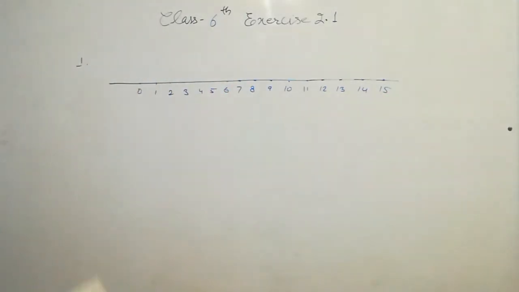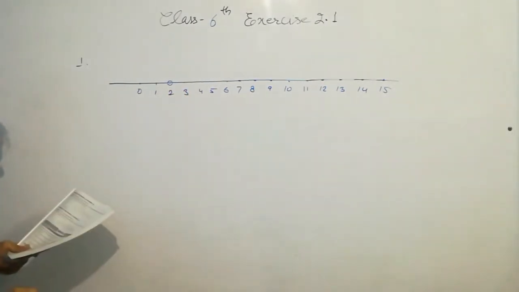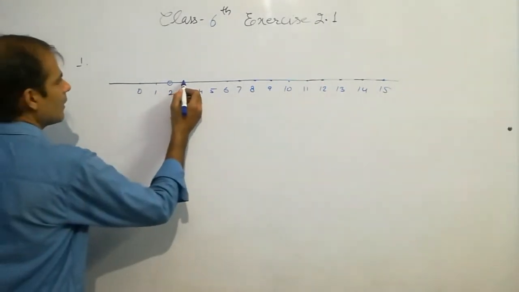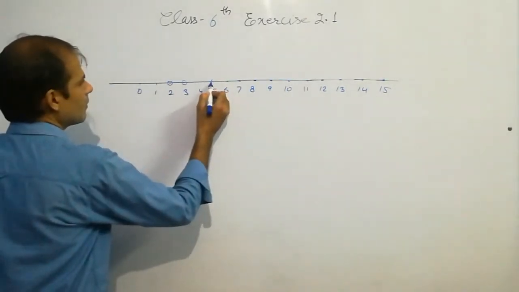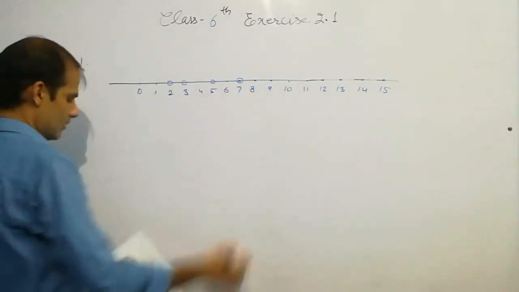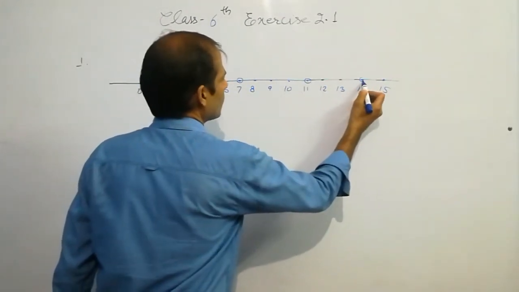Okay, first number is 2. Simply it is 2. Then 3, it is 3. 5, 7. Then 11 and 14.